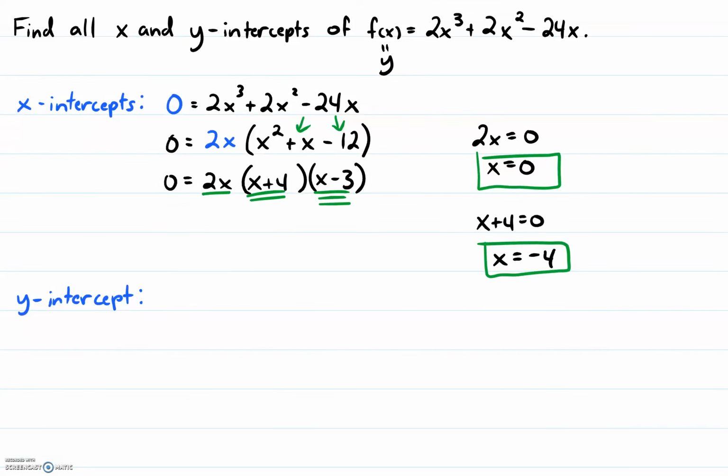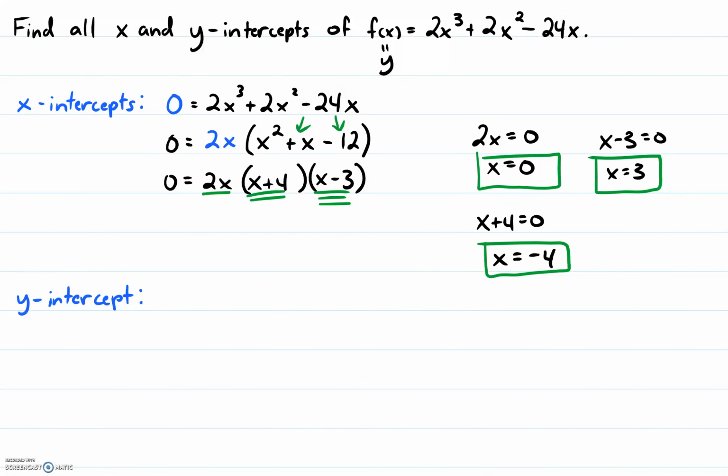And then the final x-intercept will be found by putting x minus 3 equal to 0. Adding 3 to both sides, we get x is equal to positive 3. And so x equals positive 3 is going to be our third and final x-intercept. So we have x equals 0, x equals 3, and x equals negative 4. So those are the locations on the x-axis where this function is going to touch or cross the x-axis.